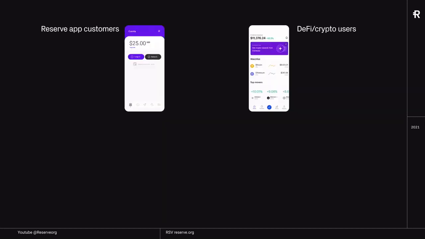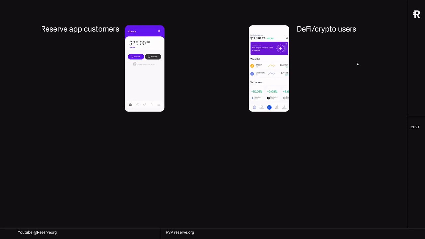First, let's take a look at where RSR insurance is positioned in the general Reserve ecosystem. Here you can see our customers, which is the first layer. Up to now, our only customers were the Reserve app customers. However, with the new stablecoin that we will be releasing on mainnet, we will also be targeting DeFi or crypto users. So these are our customers.